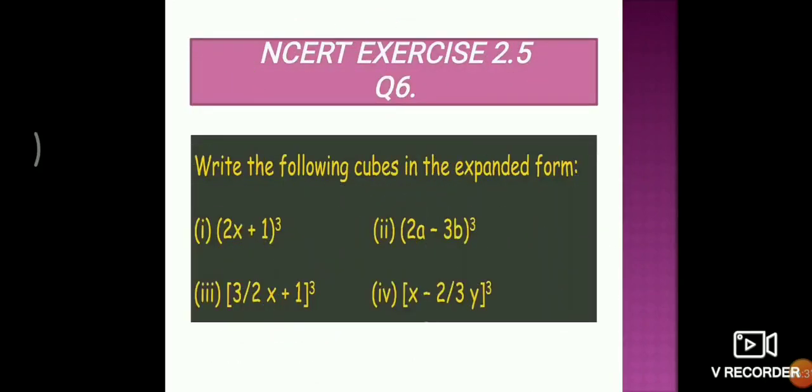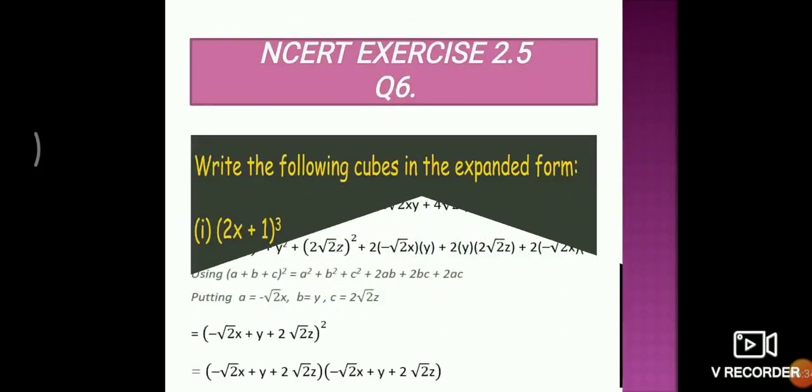Very right. It means we got our a as (minus root 2 x) whole square, plus the next term became (y) whole square, plus the next term became (2 into root 2 z) whole square. Next will be minus 2 into a into b, plus 2 into b into c, plus 2 into a into c or c into a. So substituting these values of a, b and c, I got my factors. I hope this question will be clear. It is very similar to the first kind of question.